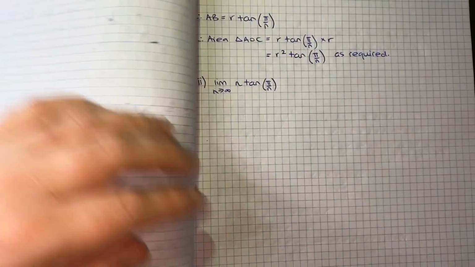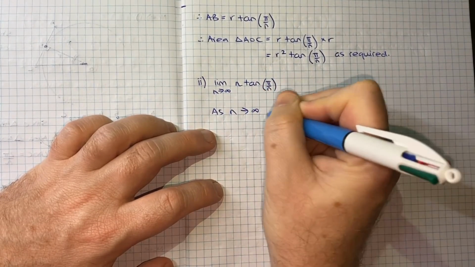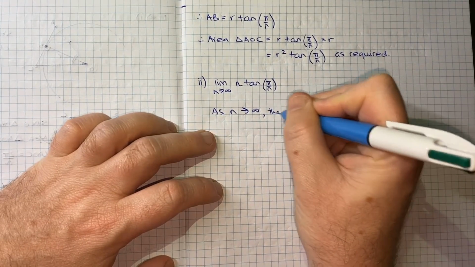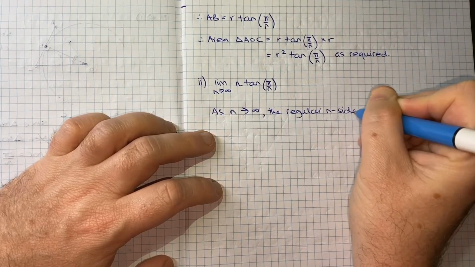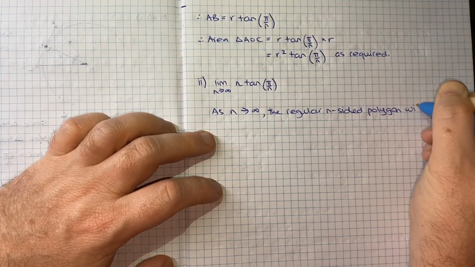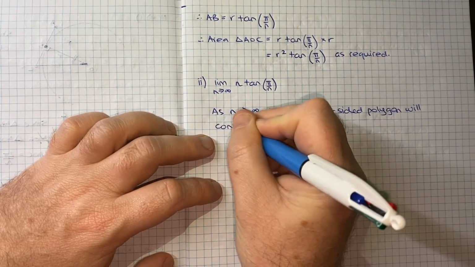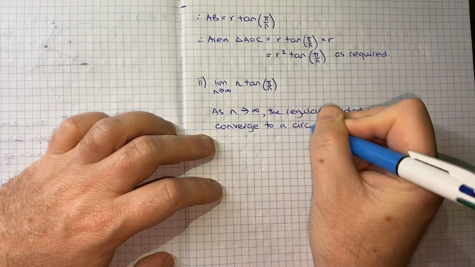So what we can say is that as n goes to infinity, the regular n-sided polygon will converge to a circle.